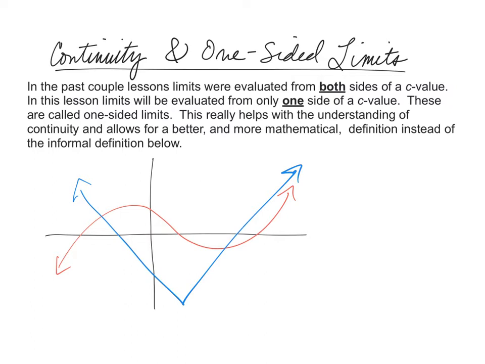A function that is not continuous, by the old definition, would be something like this. This is a piecewise function that does not meet up at the same y value when x is -1. So we will take a look at some examples of continuity or discontinuity and how to classify these different discontinuities.